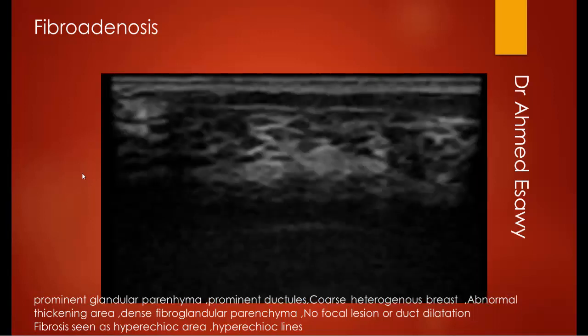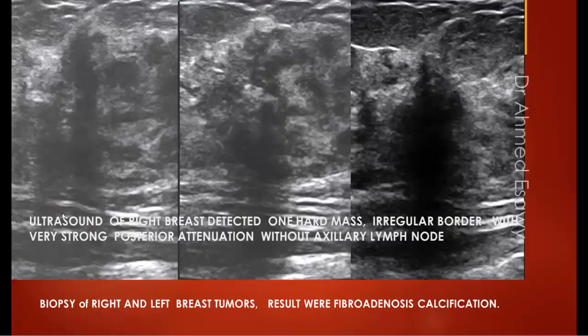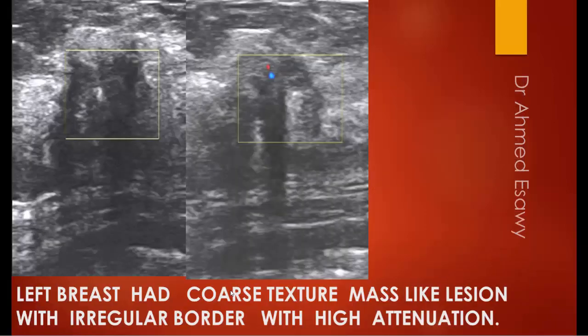This is an area seen with areas of fibrosis, hyperechoic area, hyperechoic line, coarse, heterogeneous, prominent fibroglandular parenchyma, no mass, no focal lesion, no ductal ectasia. Ultrasound of the right breast detects a hard mass, irregular border, very strong posterior attenuation, without axillary lymph node. Result of biopsy: fibroadenosis with calcification. This breast shows a coarse heterogeneous mass-like lesion, irregular border with high attenuation, posterior acoustic shadows. It is a fibroadenosis case.